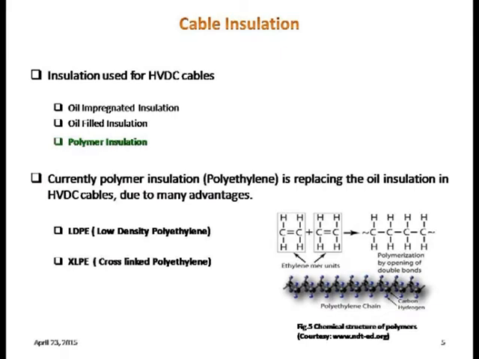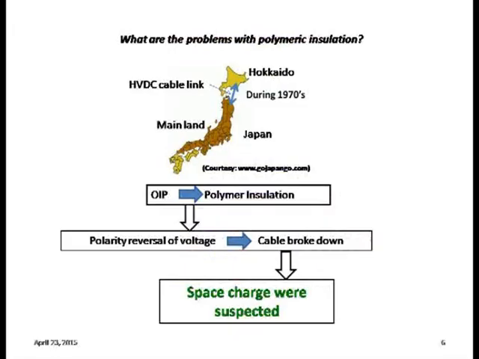Now polymer insulation is successfully being used for AC. For DC also, up to 250 kilovolts people have already used it, and for 350 and above research is going on.